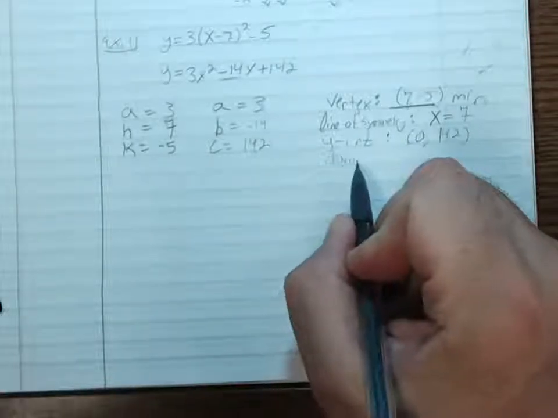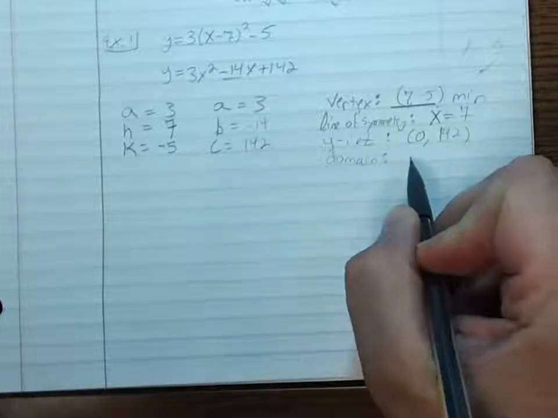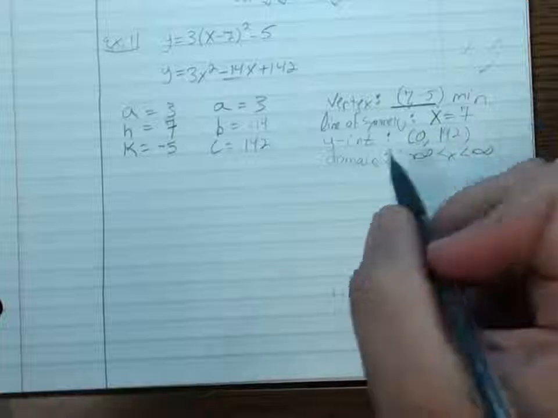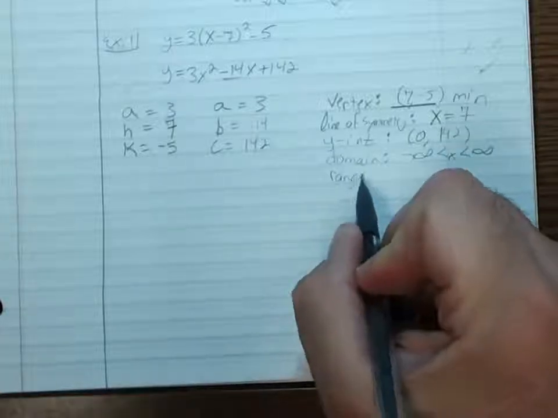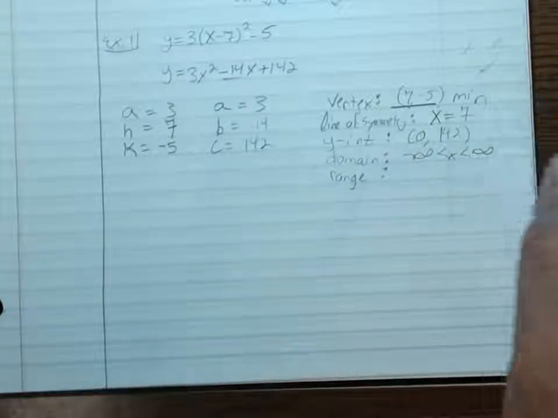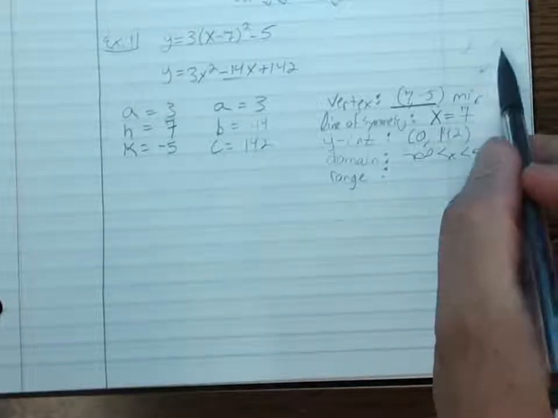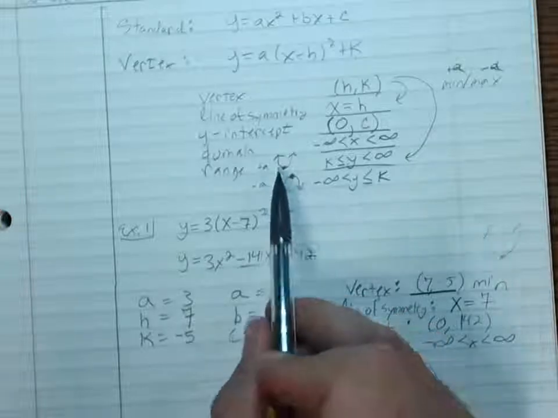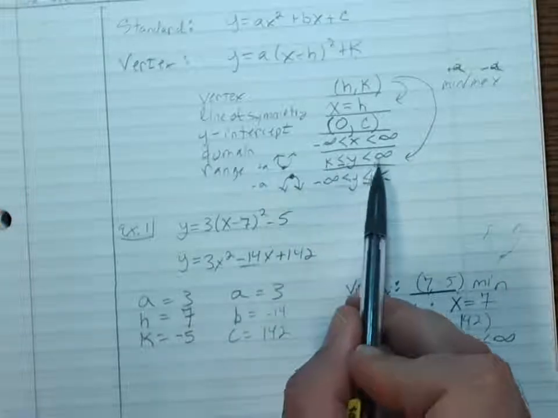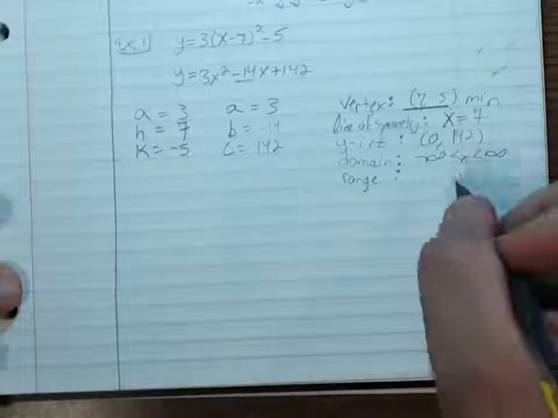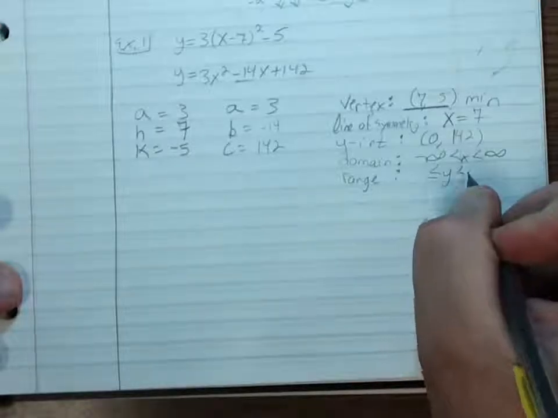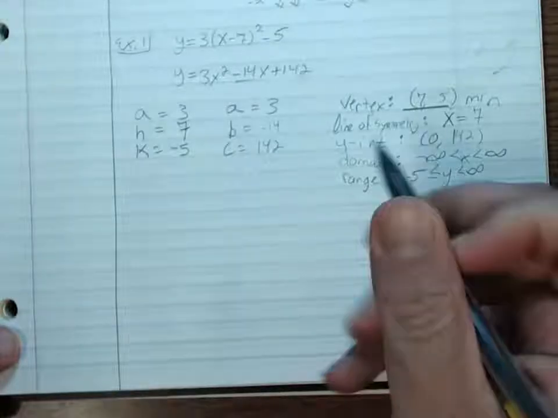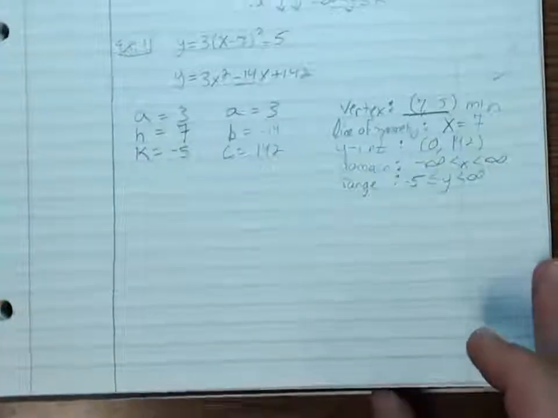Domain, that one's not going to change. -infinity less than x, less than infinity. And then range will be, let's see, since this opens up, remember I said there was 2? Since this opens up, we'll use k is less than or equal to y is less than infinity. So what I can write is -5 less than or equal to y less than infinity, and I just need to know what the k value is. Well, that would be -5. That's all there is to it.